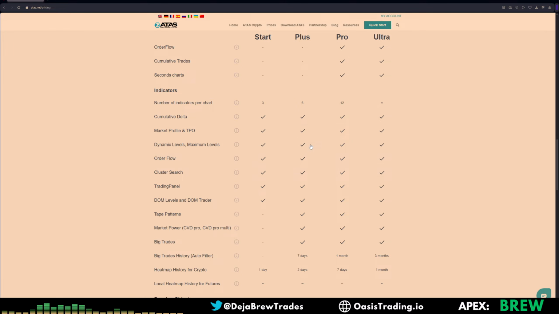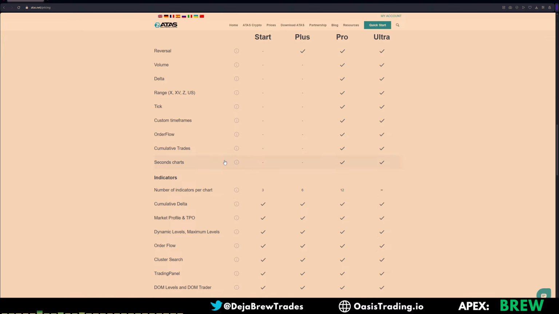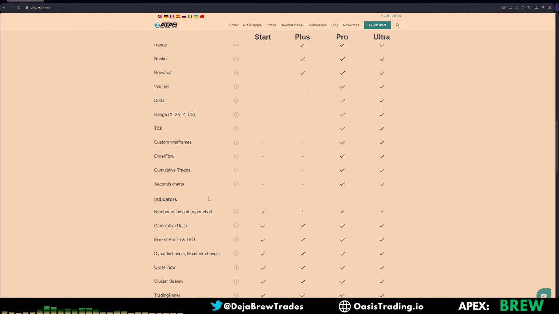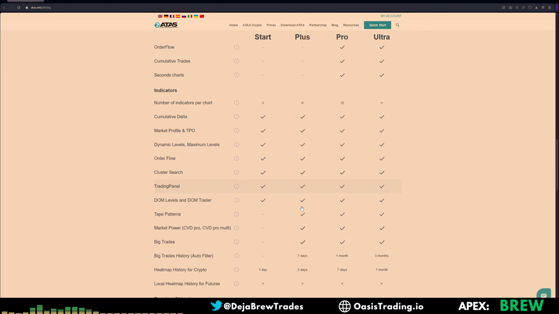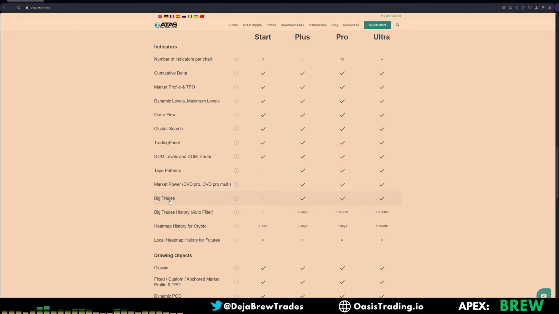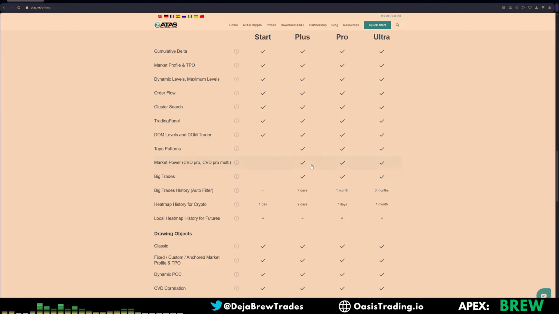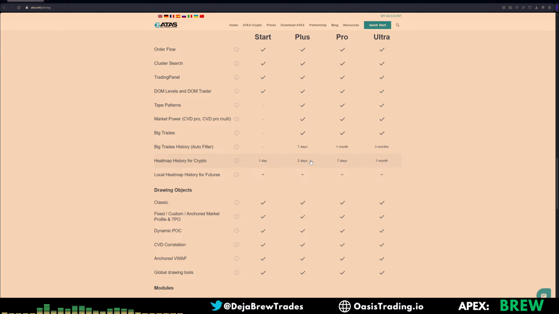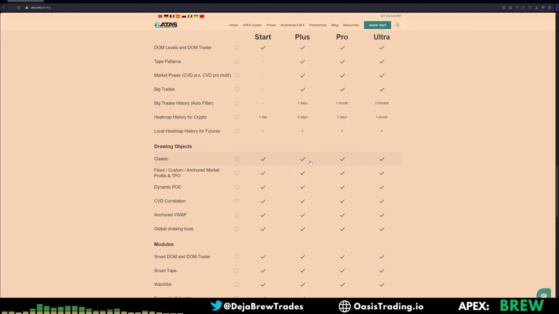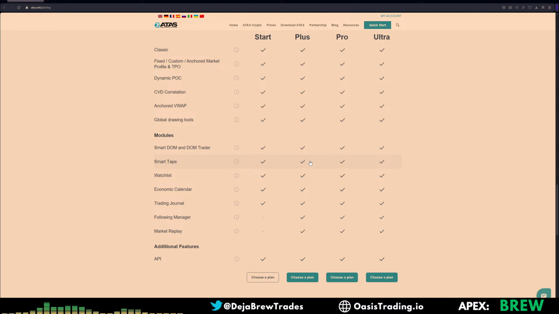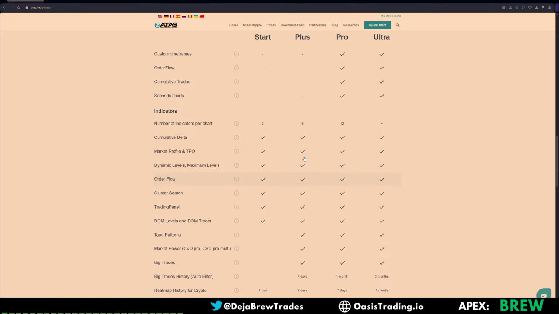Number of indicators, like I said, 6, cumulative delta. So there you go. Market profile TPO, we use that. Order flow. See, this is what I was talking about. So you are still getting order flow. You are still getting delta. You're just not getting the ability to chart them instead of candlesticks. You're still getting access to big trades. You're still getting access to the tape, the DOM, the trading panel. Pretty much everything you would need, you are still getting access to in the Plus plan.